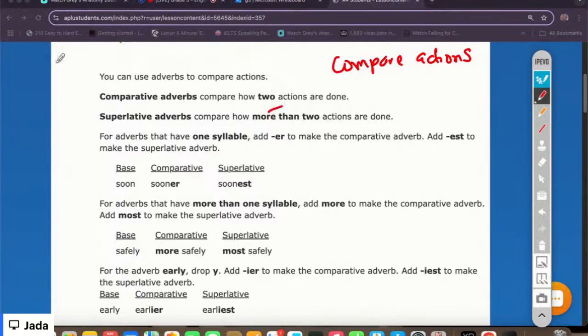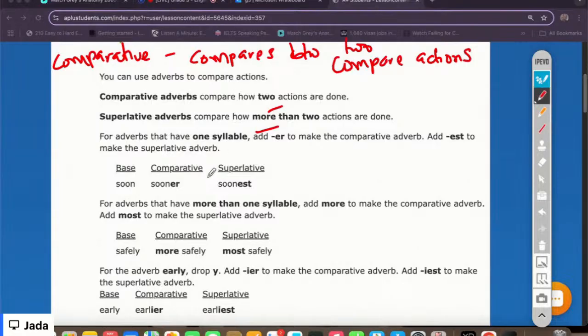So comparative has two, let's say between two. Okay, so that's it for the comparative adverb. It compares between two actions and how they are done. And then the superlative compares how more than two actions are done. So it's comparing a larger group, and the comparative is just comparing between you and I, for example, just two, and superlative will compare more than two, a larger number.